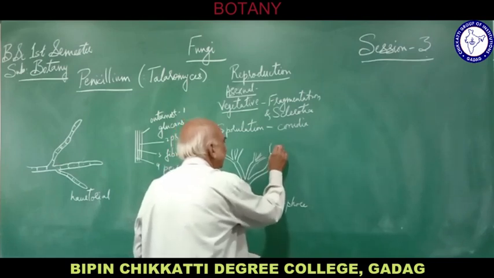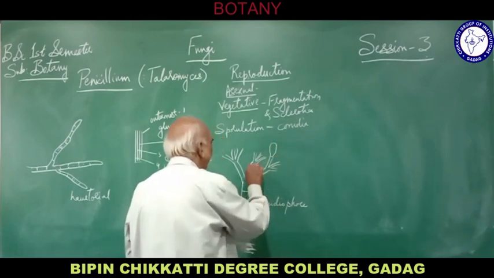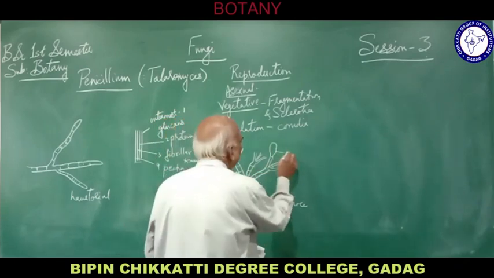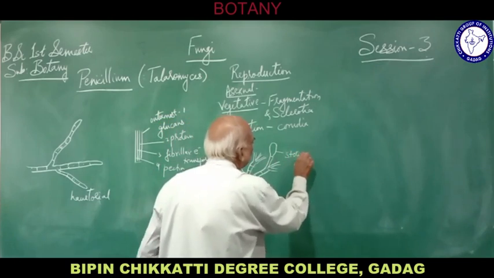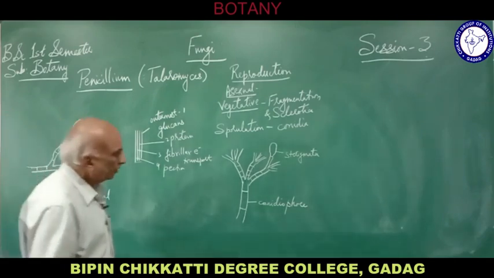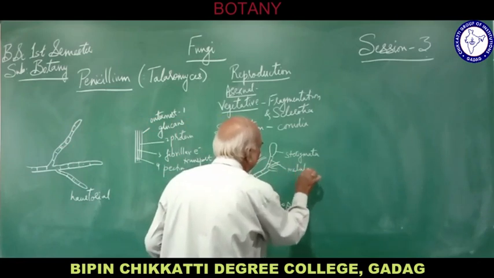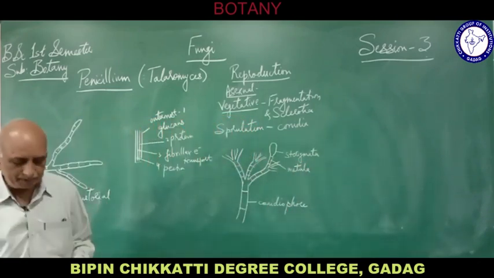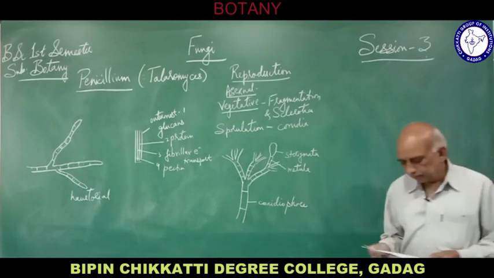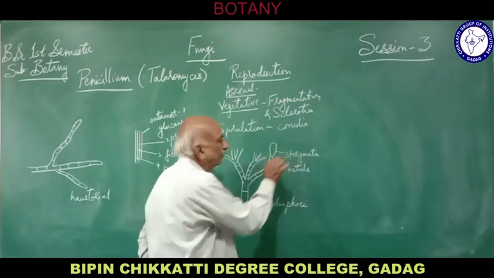So they are somewhat flask shaped structures like this. Here these are all septate. These are called sterigmata, which are produced at the ultimate tips. Now below that, the cell which is present is called the medulla, or sometimes it is also called phialides. So the sterigmata are called phialides.